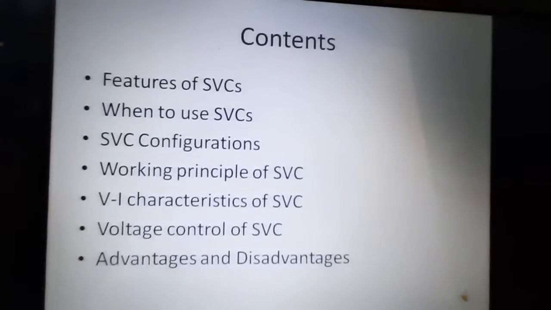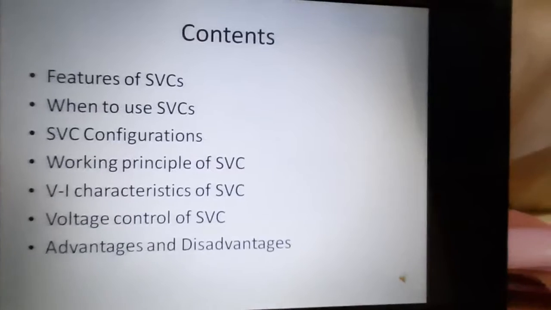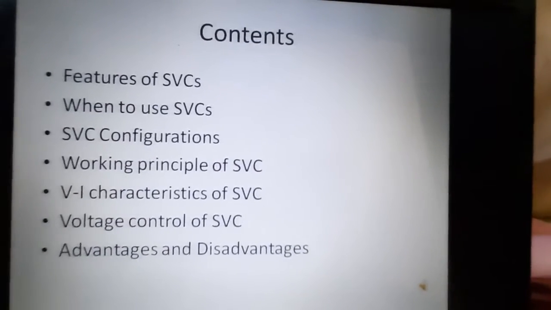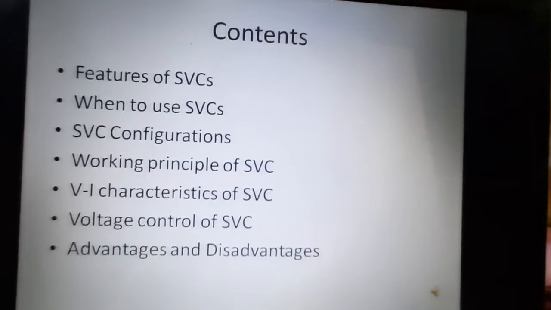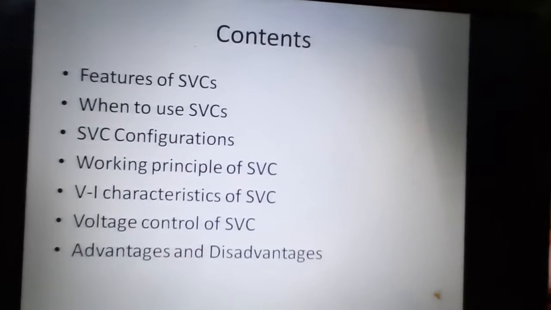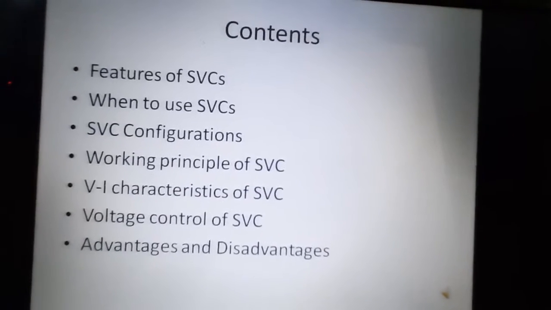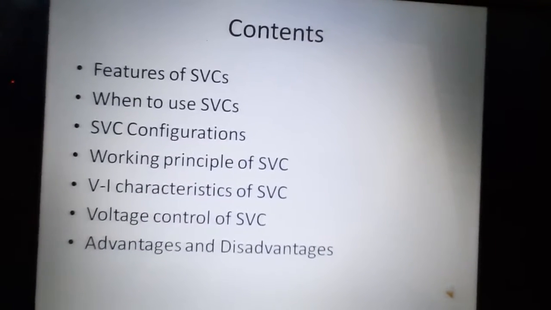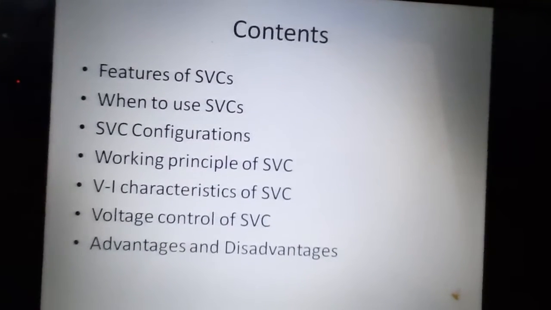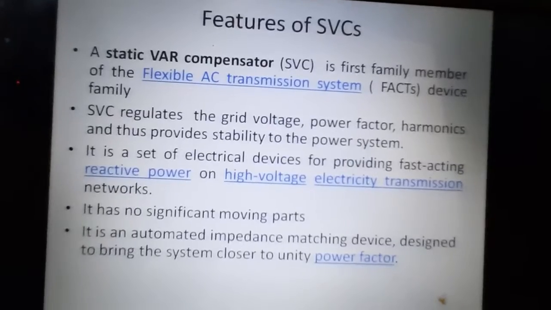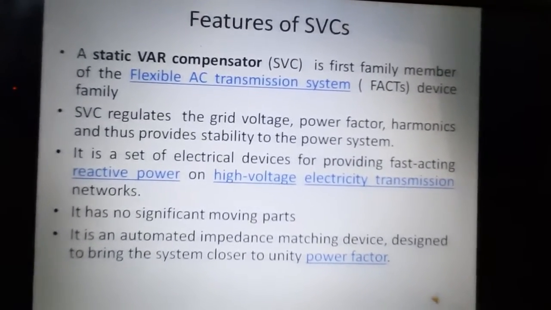Contents of the presentation are as follows: features of SVC, when to use SVC, what are SVC configurations, what is its working principle, its VAR characteristics, and how voltage control of SVC is achieved, and lastly, its advantages and disadvantages. Features of SVC are as follows.